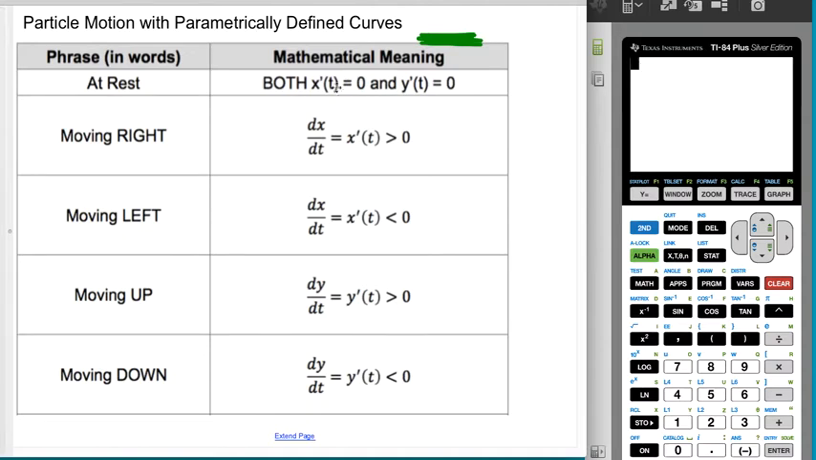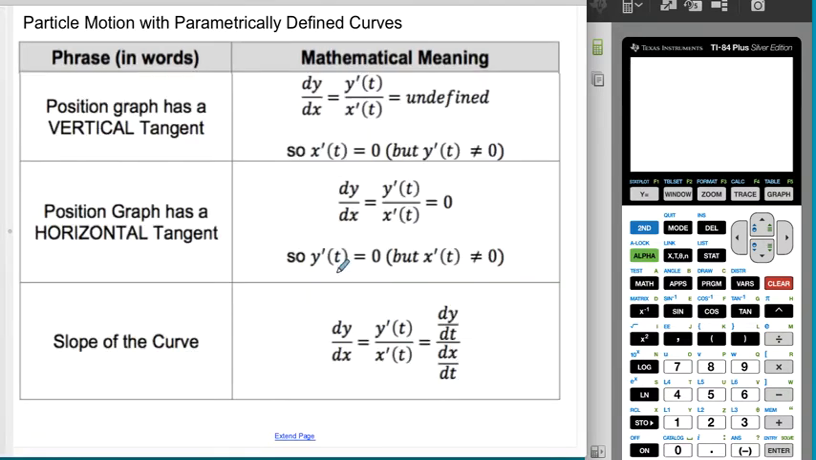Similarly, if x prime is 0, that means I'm not moving left or right, but I could be jumping up and down like a crazy person, right? So in order to be at rest, I need both x prime of t and y prime of t to be 0. In terms of moving right, left, up, and down, they mean the same things they've always meant. dx dt, or x prime of t, is greater than 0, means that in the horizontal direction I am moving positively, which means right. dx dt is less than 0, means horizontally I am moving negatively, which is left. dy dt, or y prime of t, is greater than 0, means moving up, right? Positive in the y direction. And dy dt, or y prime of t, is negative, means moving down.